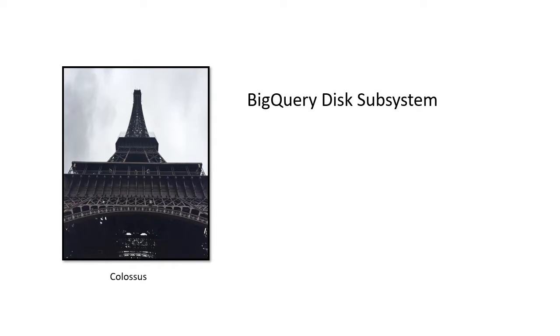However, it is the underlying disk subsystem on which much of Google is built. For example, BigQuery relies on Colossus. Each Google data center has its own Colossus cluster, and each Colossus cluster has enough disks to give every BigQuery user thousands of dedicated disks at one time.